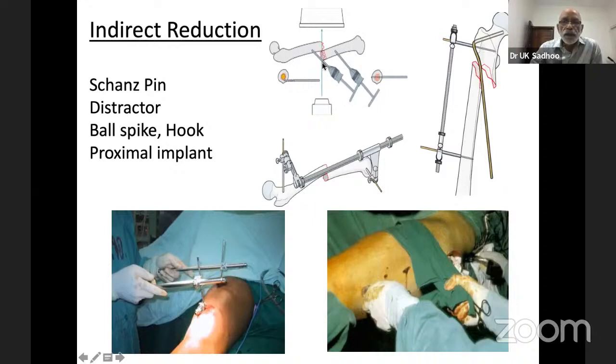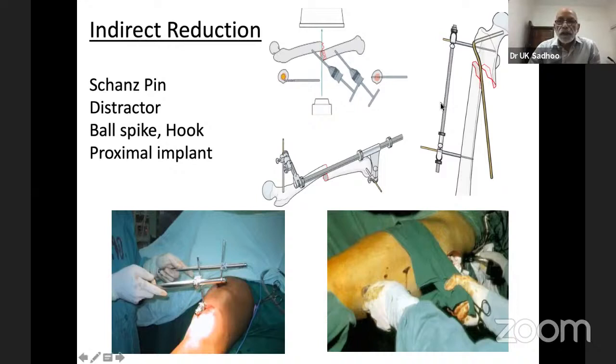Now, if you have to pass the Schanz pin, you must not go through the mid canal. Otherwise, there will be problems in negotiating the guide wire, and definitely no reaming can be done. So it's a bit tricky, but you should try to get through the cortex without really violating much of the canal.